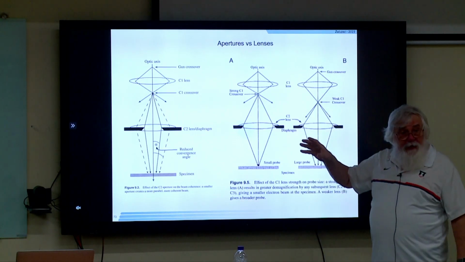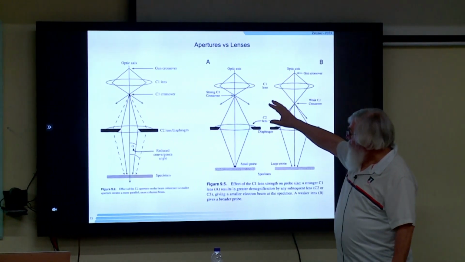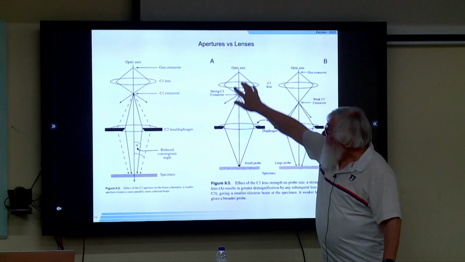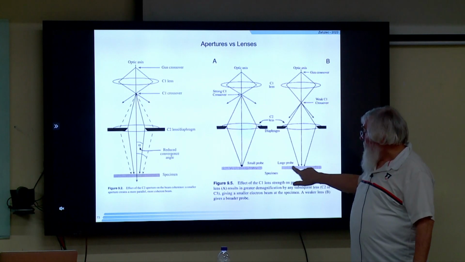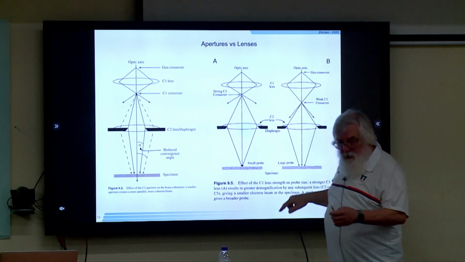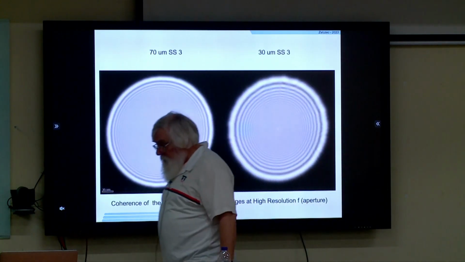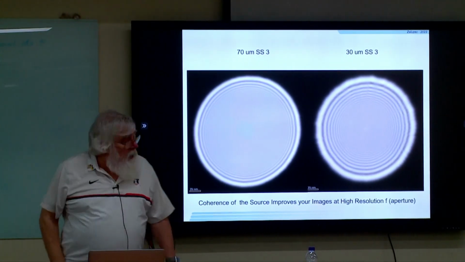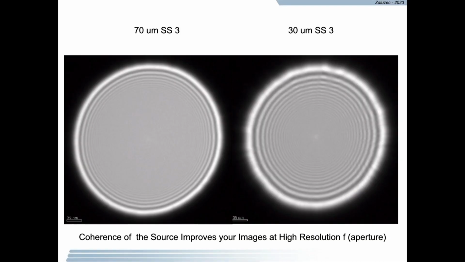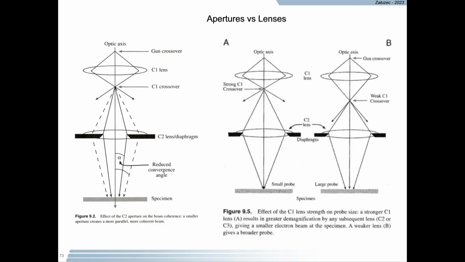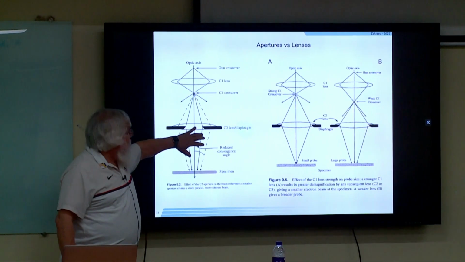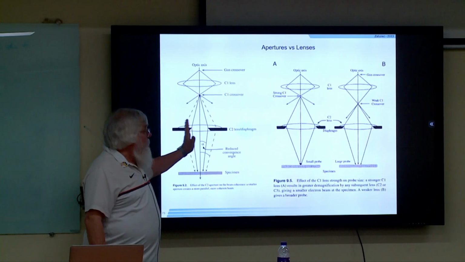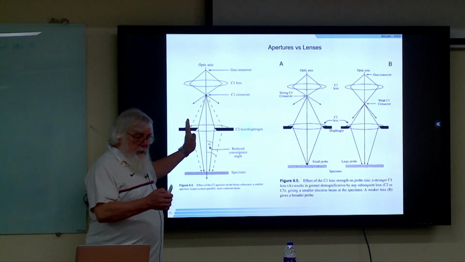There's another thing: in addition to controlling the amount of current, the apertures control the size of the probe. So we're going to look at both of those in a moment. When we put an aperture in, several things happen. First of all, it restricts the size of the probe. So I'm going to show you that next.